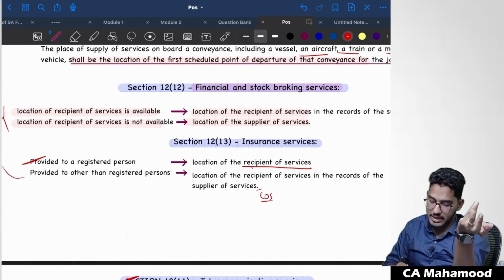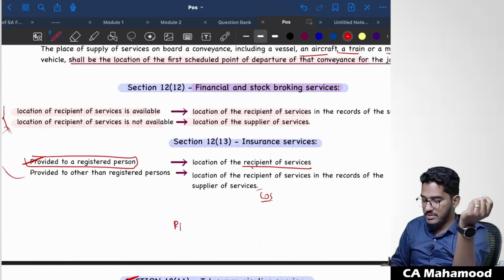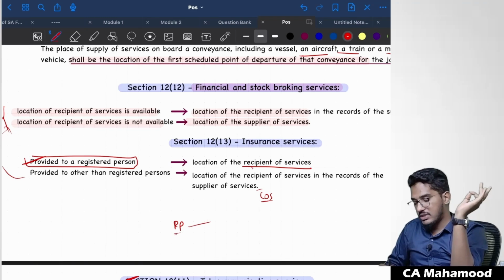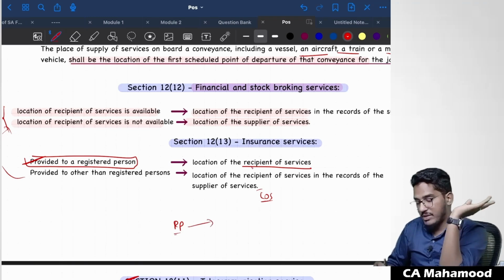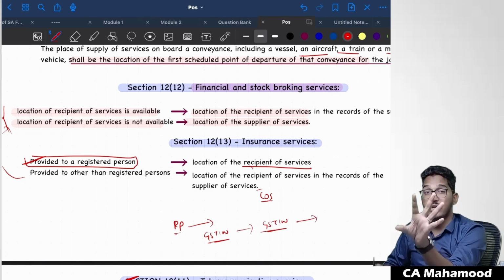So same clause like this only, but here they have added one more point: is it provided to a registered person? See, if the recipient is a registered person, the address will be known automatically. The location of the recipient will always be available. Why? Because if the recipient is registered, he will have a GSTN number. If you go to the portal and enter the GSTN number, his address will be automatically updated. So that's why you need not get confused.